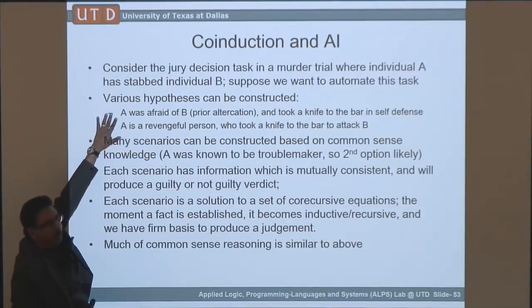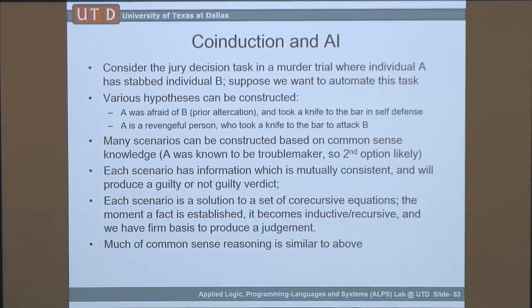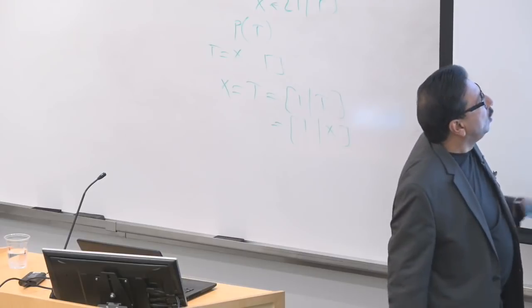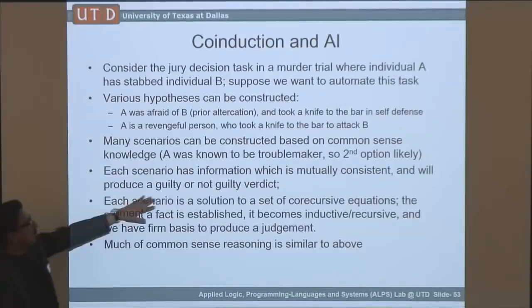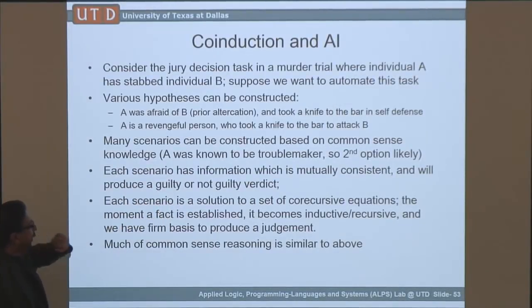So there are many competing hypotheses. And what we want are formulas that express this knowledge to be able to give us these multiple hypotheses. Each hypothesis is a possible world, right? And these hypotheses can only be produced if you have co-induction, because if you have inductive semantics, there'll be only one answer, only one fixed point, the least fixed point, right? Only one model. So really what you have is that each scenario has information which is mutually consistent and will produce a guilty or not guilty. And each scenario is a solution to a set of co-recursive equations.